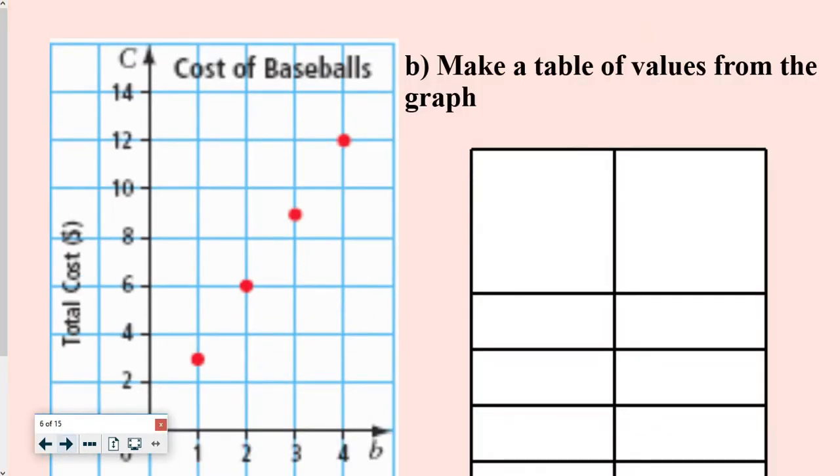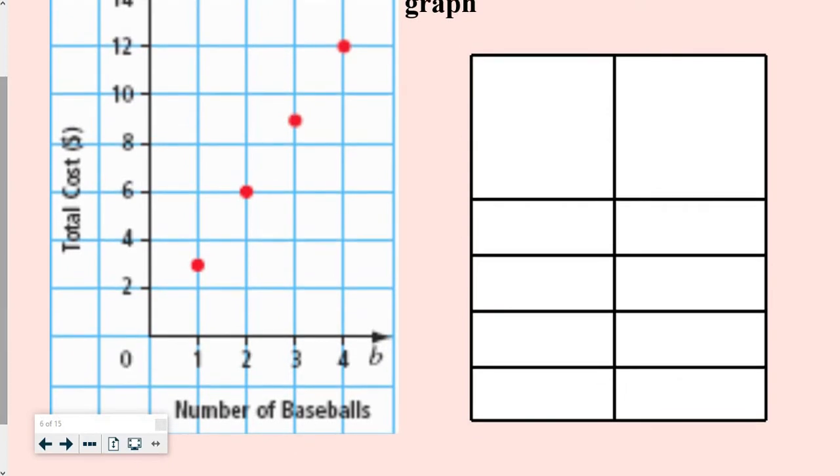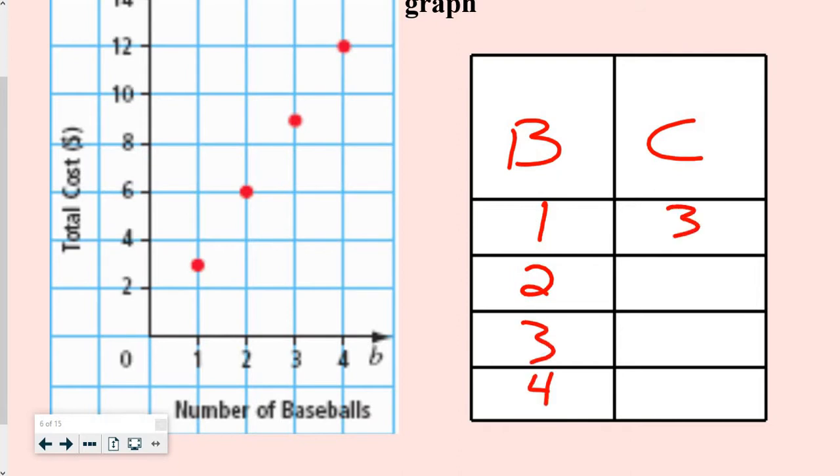So make a table of values from the graph. We start with the number of baseballs here, and the cost over here. So baseballs is the X value, and the Y value is the cost. So we're going to put baseballs 1, 2, 3, 4. The cost is 3, 6, 9, and 12.